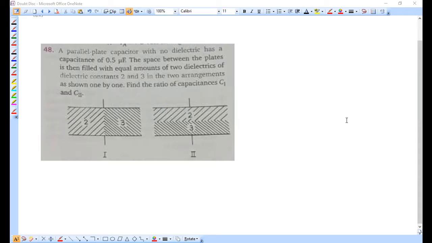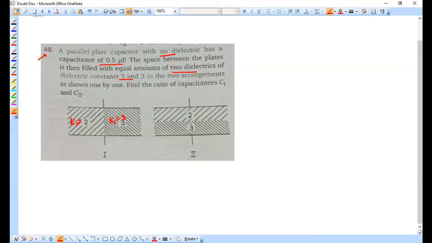Guys, we are about to discuss question number 48 from Nootan ISC Physics. The question says that we have been given a parallel plate capacitor. When there is no dielectric between the plates, the capacitance of that particular capacitor happens to be 0.5 microfarad. Then we insert two dielectrics in between the plates, one having a dielectric constant of 2, another having a dielectric constant of 3.